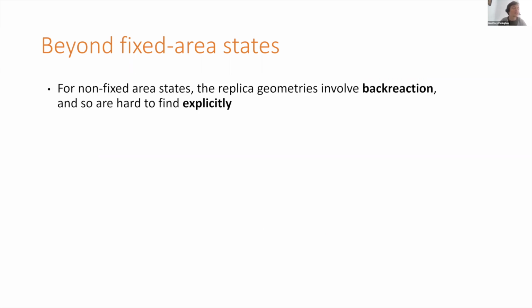But all that I've said so far, the equivalence with tensor networks, is very much only true for fixed area states. And in general, the states that we care about do not have fixed area. They have some semi-classical small fluctuations in the area. Unfortunately, for non-fixed area states, even just finding the replica geometries for trace of rho to the n involves very complicated back reaction. We don't know how to find them explicitly in general.